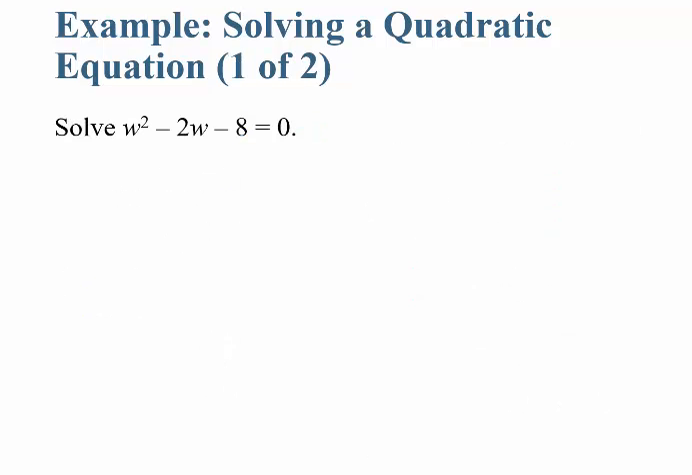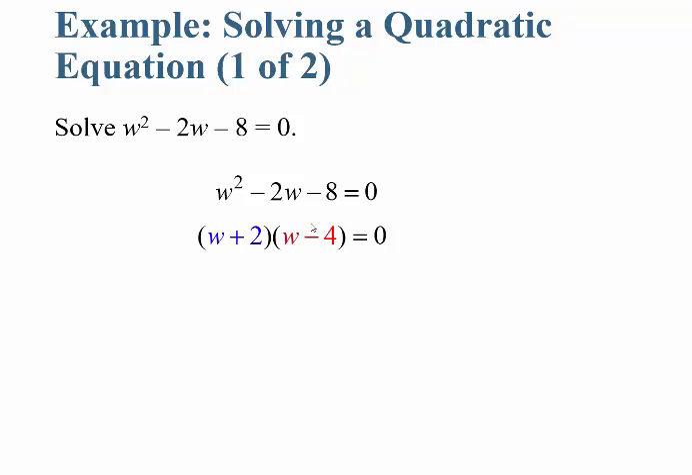Let's solve this one here. w squared minus 2w minus 8 equals 0. To solve this, the first thing you have to do is factor this. This is a trinomial, so I'm looking for two numbers that multiply to negative 8 and sum to negative 2, which should be 2 and negative 4. So this trinomial will factor into the product of these two binomials.